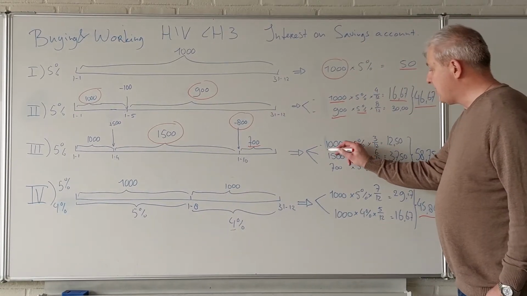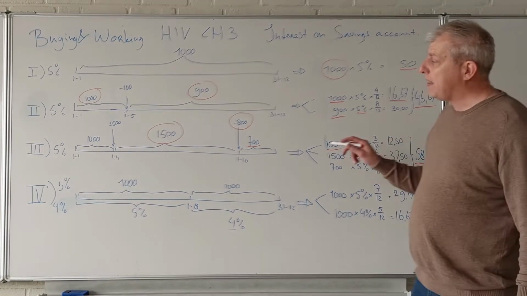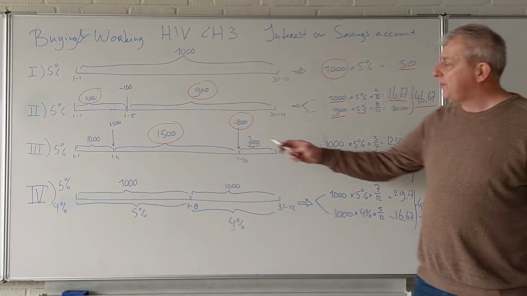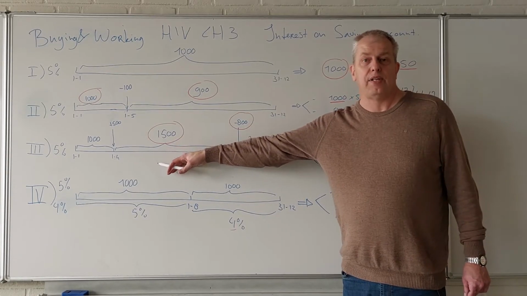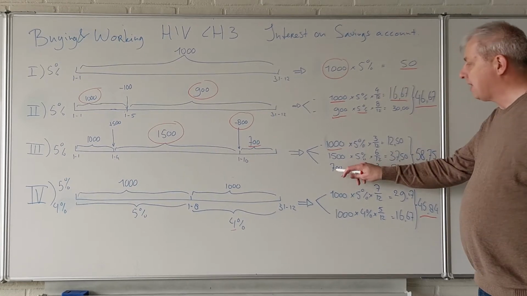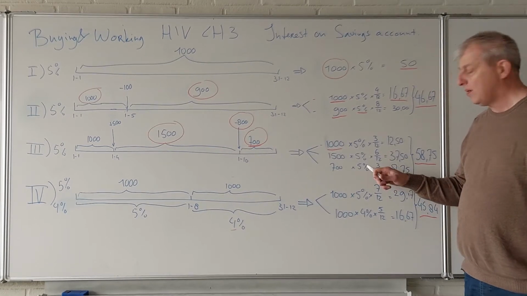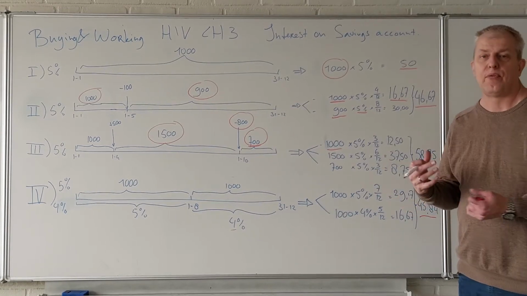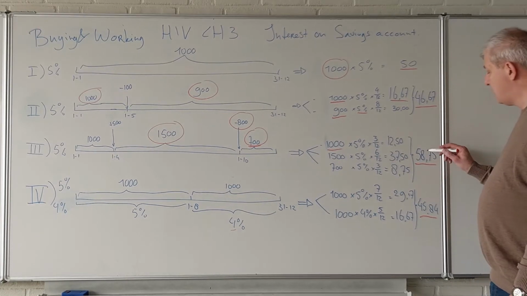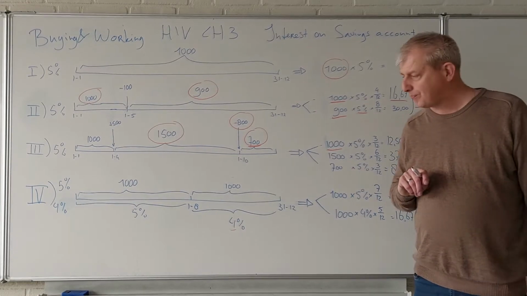So first, €1,000, 5% again. It has been in my account for 3 months, which is 3/12 of the year, €12.50. €1,500 has been there for half a year, 6 months, so 6/12, €37.50. And the last one, €700 times 5%. That's per year, and has been there for 3 months, so 3/12 is €8.75, which leads to a total interest of €58.75.